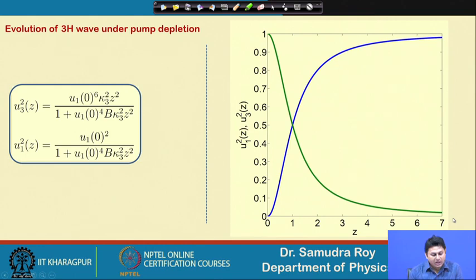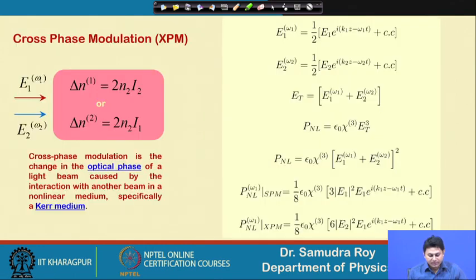Well, now the next thing I would like to discuss is cross phase modulation. So far we have been dealing with third harmonic generation, and the discussion of third harmonic generation is almost finished. So, we now go to another important phenomenon, which is called cross phase modulation. Cross phase modulation is nothing but the extended version of self phase modulation.